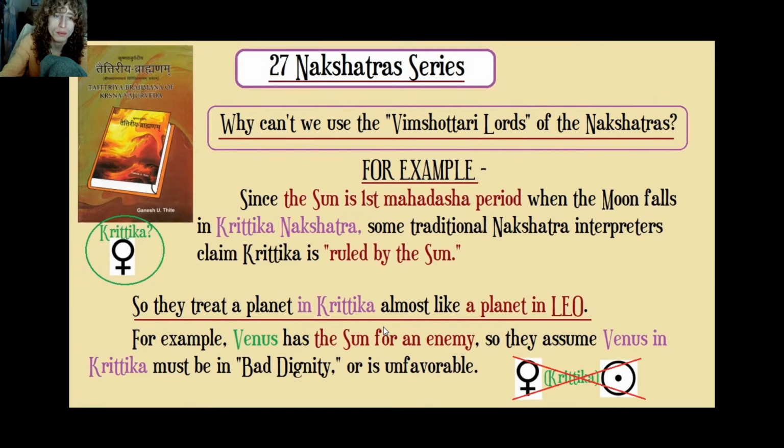So this is just to bring this together, folks. Let's use an example. We're talking about the Vimshottari lord, and let's say we're talking about Krittika. When the moon falls into Krittika, the first dasha that you experience in your life is the sun. The sun is the first Mahadasha period when the moon falls in Krittika Nakshatra. So some traditional nakshatra interpreters claim Krittika is ruled by the sun. They almost treat it as if Krittika is inherently almost like Leo. So for example, if Krittika is ruled by the sun, and Venus has the sun for an enemy, they almost treat it like if Venus falls in Krittika, it must necessarily be in bad dignity, or that it's unfavorable.